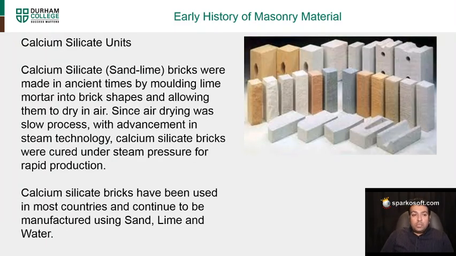Calcium silicate units. Calcium silicate sand lime bricks were made in ancient times by molding lime mortar into brick shape and allowing them to dry in air. Since air drying was a slow process, with advancement in steam technology, calcium silicate bricks were cured under steam pressure for rapid production. Calcium silicate bricks have been used in most countries and continue to be manufactured using sand, lime, and water. Even now, you can find calcium silicate units widely used for veneer, and you'll see a lot of sand lime bricks being used for brick veneer.